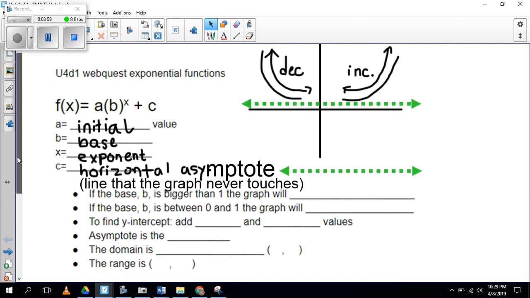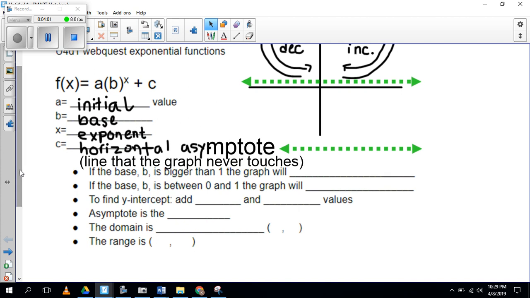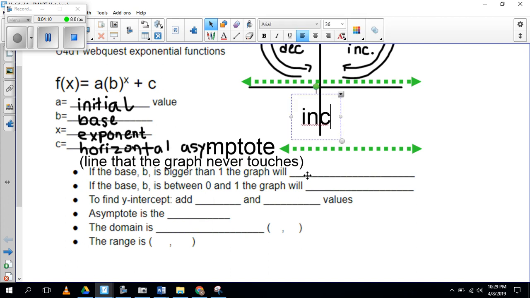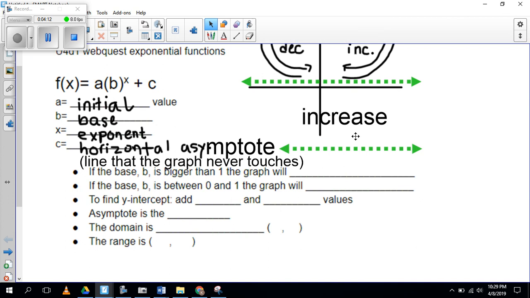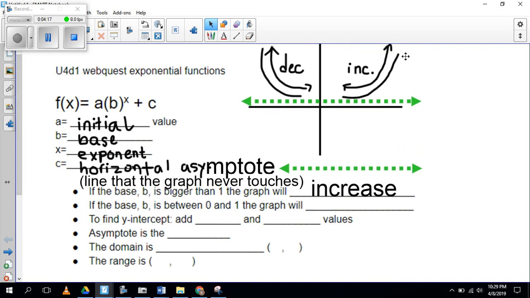Okay? So we're going to look at the first part here. It says if the base, which is B, so if this B here is bigger than 1, the graph would increase. So basically it would look like this part over here. So it would go over here. Okay? Now if the base B is between 0 and 1, then the graph will decrease.